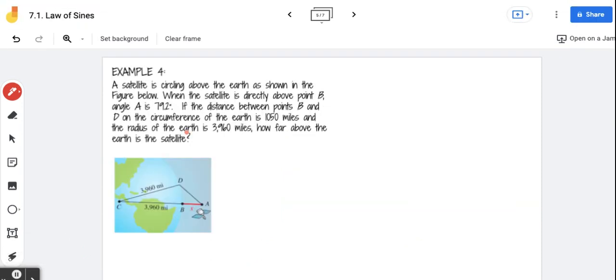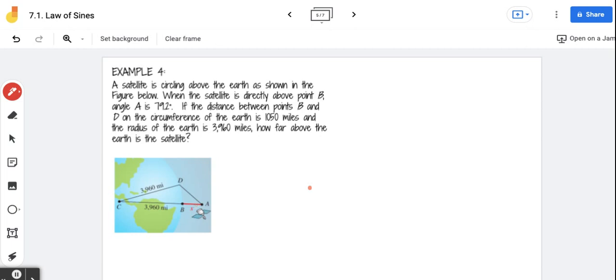Okay, example 4. Looking at the diagram here, we have Earth and a satellite out here off of the surface of Earth. A satellite is circling above the Earth as shown in the figure below. Here's the satellite at A. When the satellite is directly above point B, angle A is 79.2 degrees. So we're given this angle right here.